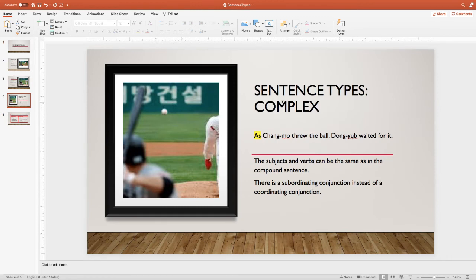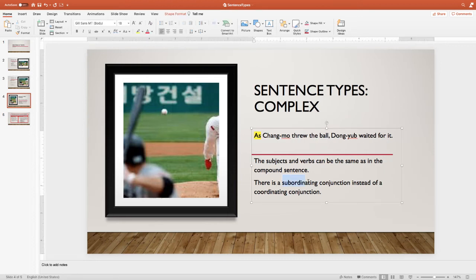Okay, next type is the complex sentence. Okay, so here we go. Same action. As Chang Mo threw the ball, Dong Yub waited for it. It's almost the same sentence, but it has a different structure. So let's look at this. The subjects and the verbs are still the same. Chang Mo and Dong Yub, these are still the subjects of the sentence. Threw and waited are still the verbs in the sentence.